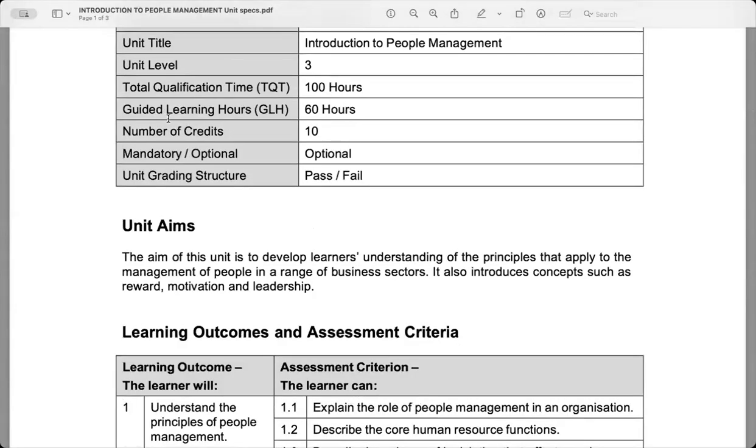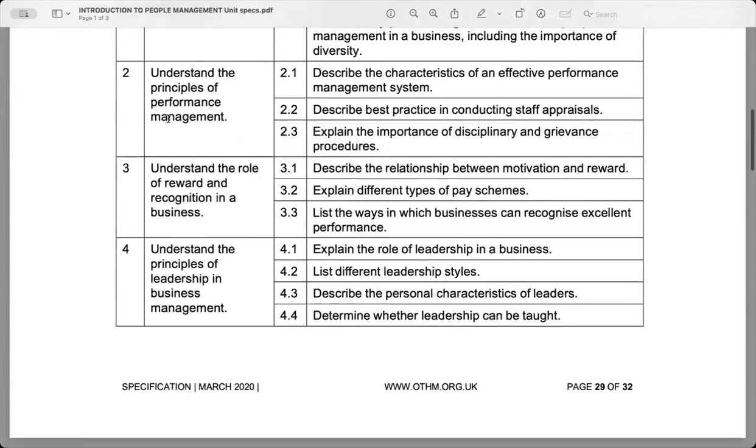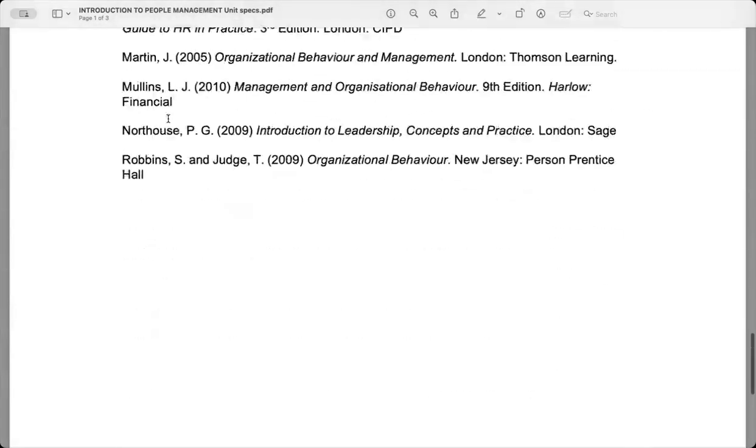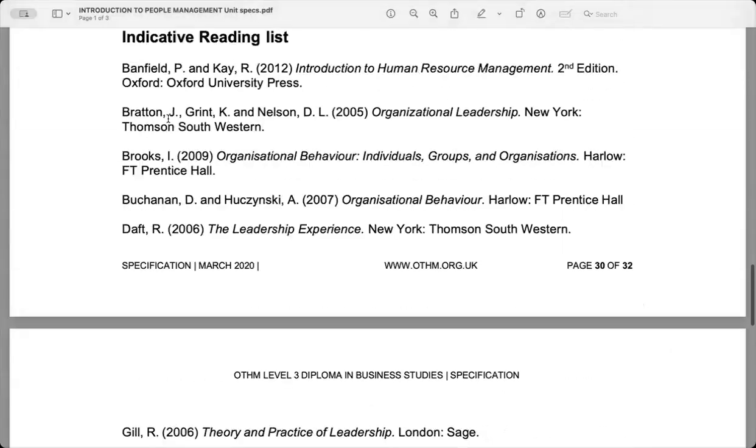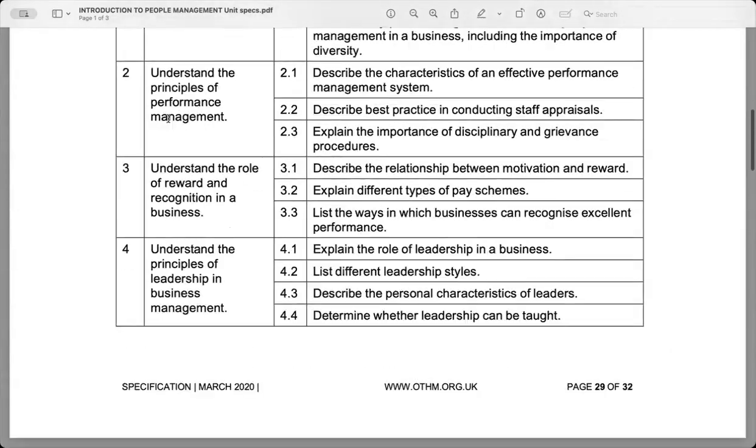This assignment is designed to test your understanding of human resource management, performance management, motivation and reward, and leadership principles in a business environment. Basically, this assignment you already have in your Moodle or learning management system.